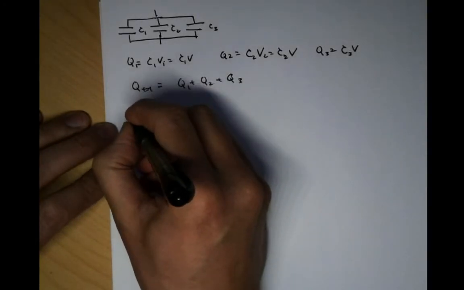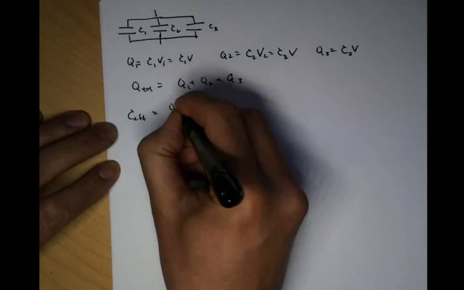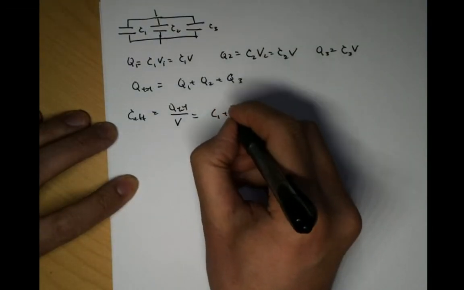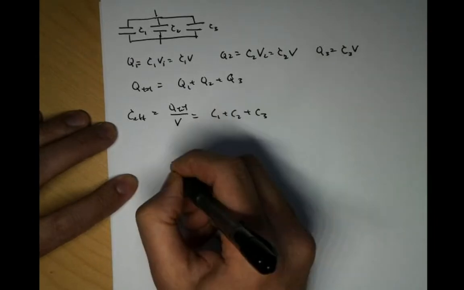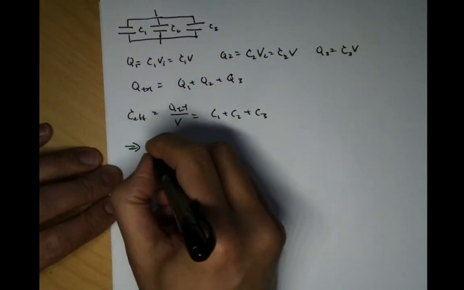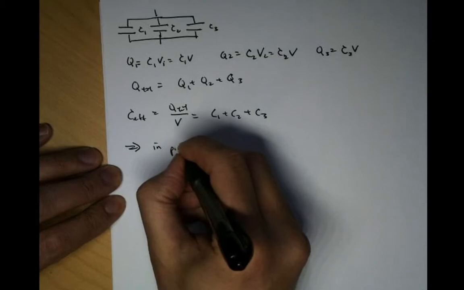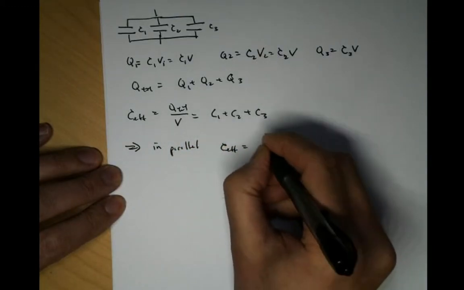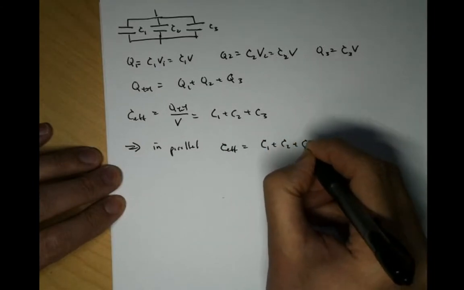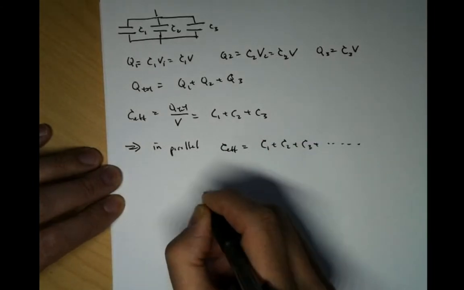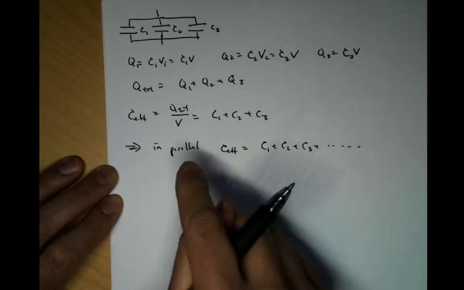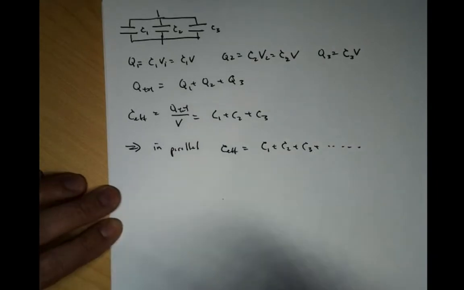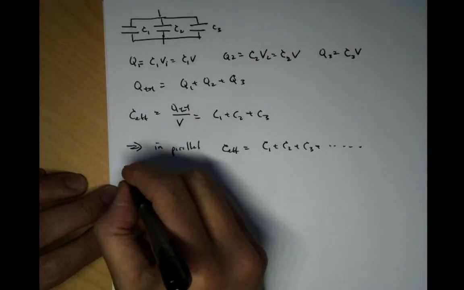And so C effective is equal to Q total over V, which, you work this all out, is C1 plus C2 plus C3. So what that means is that in parallel, C effective is equal to C1 plus C2 plus C3 plus dot dot dot. You just add the capacitances up to get the effective capacitance of capacitors that are wired in parallel. Okay. So now let's consider the next one, now in series.